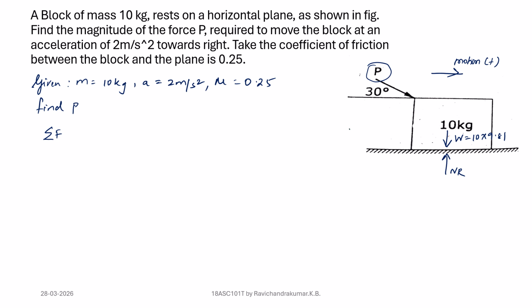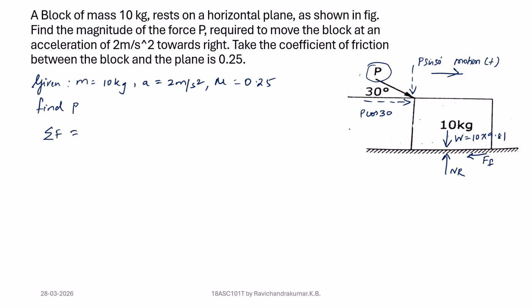and we have a normal reaction. Since we have motion, we have a friction force acting on this. Since P is inclined, we have two components: P cos 30 and P sin 30. So it will be divided into two components. P cos 30 will aid the motion, and P sin 30 will add along with the self weight to sum up with the normal reaction. So we'll see how it is done.